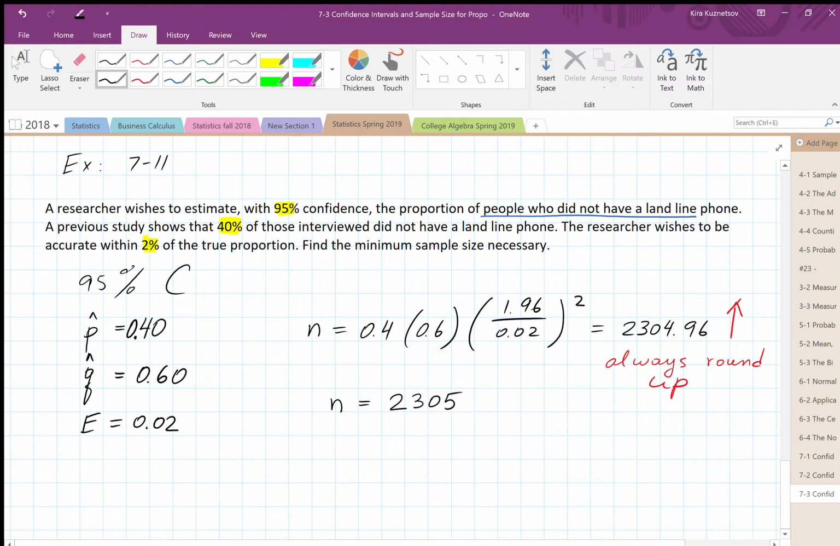I always need a sentence for every single problem that is in chapter 7.3. 2,305, I'm sorry, let me write this down. People are needed in a sample. I'm more concerned with units, the fact that we are talking about people.